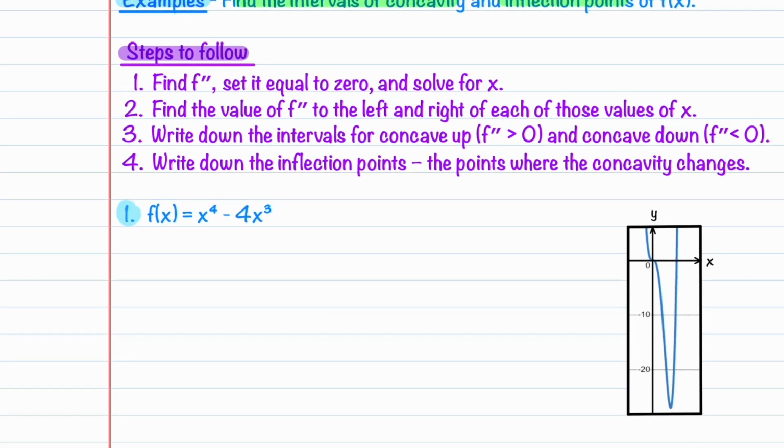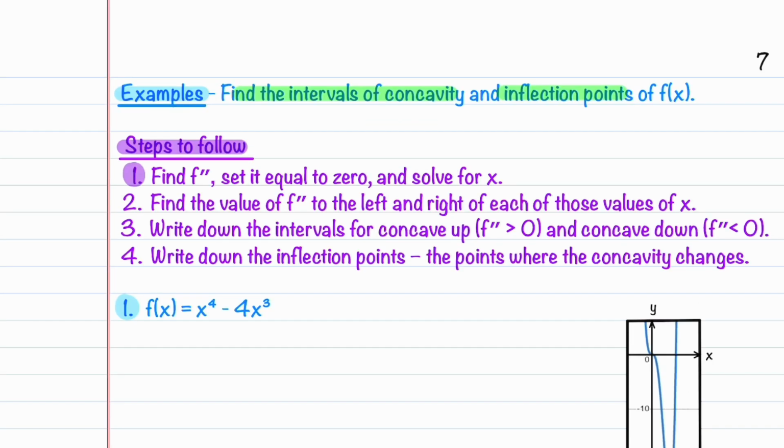For our first example, we have the function f of x is equal to x to the 4th minus 4x cubed. Our first step is going to be to find f double prime, set it equal to 0, and solve for x.